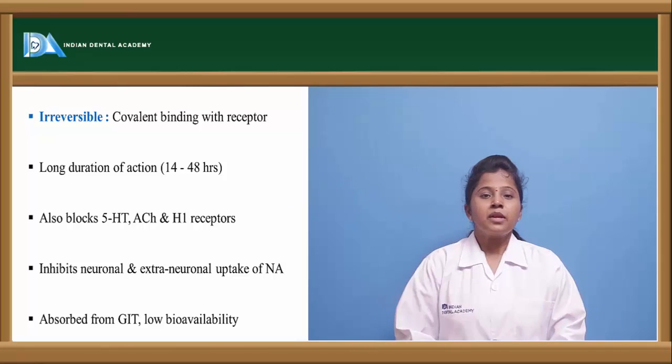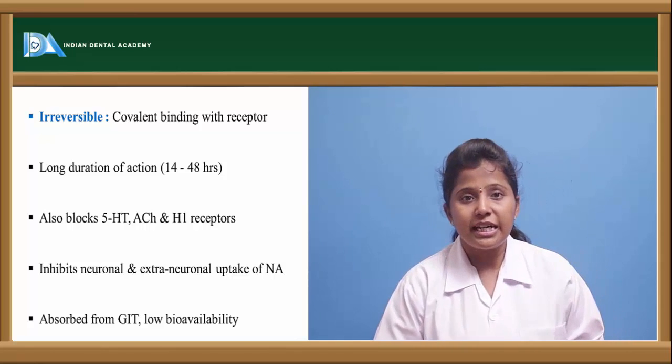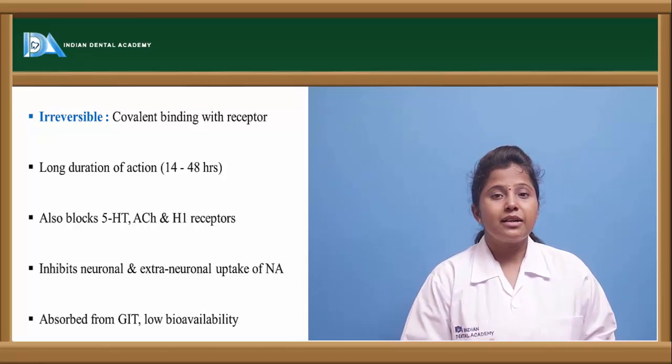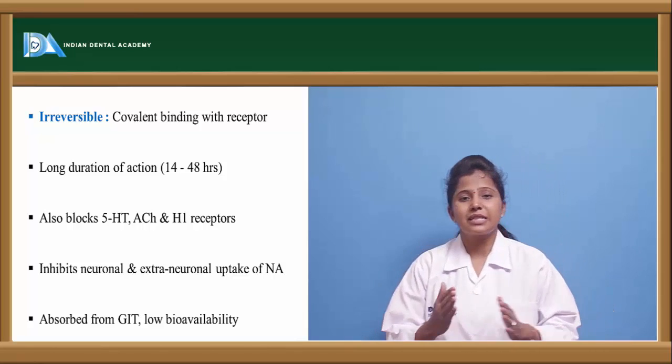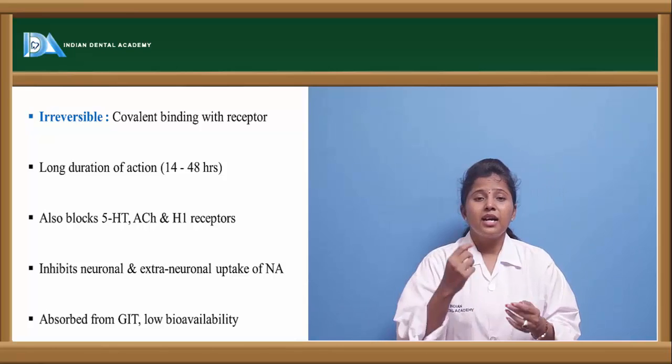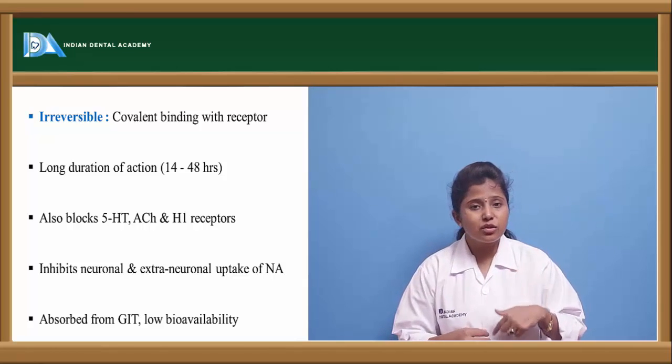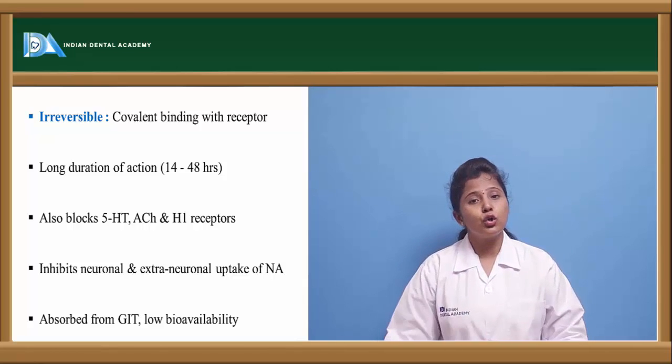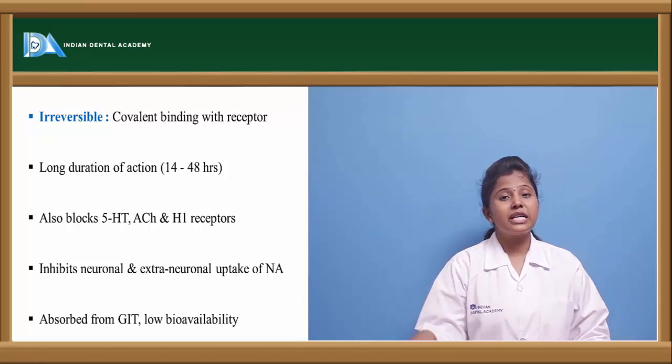from the GIT. As it is absorbed in the GIT, it undergoes first pass metabolism and there will be low bioavailability. First pass metabolism is nothing but, if we take a drug orally, when it passes through the GIT, it has to go to the liver where metabolic reactions take place.